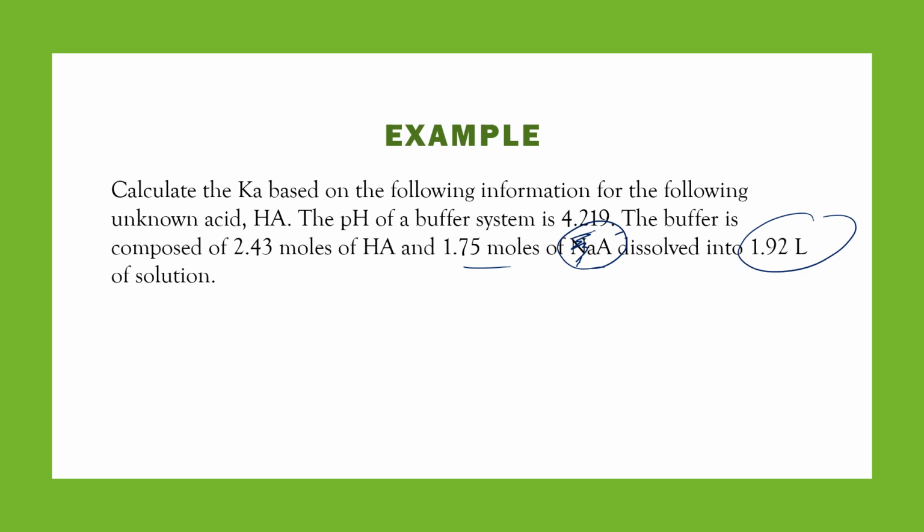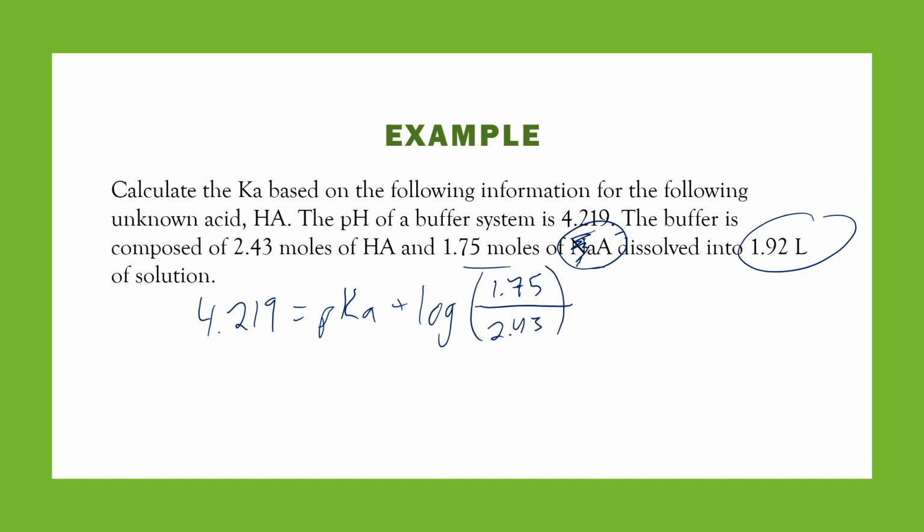So we can use Henderson-Hasselbalch. The pH we know, 4.219, but we don't know the pKa. And we're going to do the log of the base over the acid, 1.75 for the base and 2.43 for the acid. I would divide first and take the log, then subtract it from the pH, and I will get the pKa. And I would get 4.362.